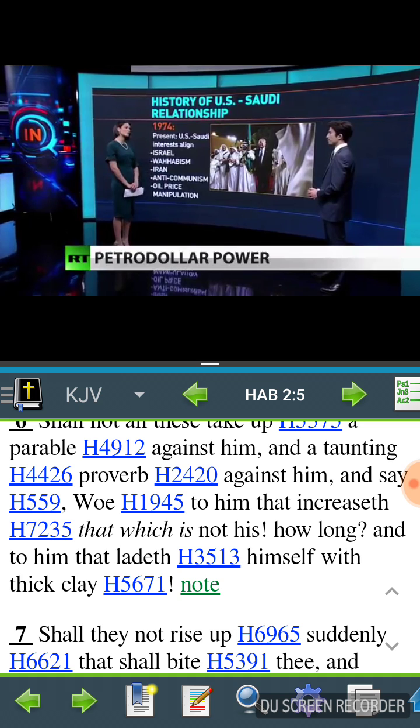It says, "How long? And to him that layeth himself with thick clay." What's that thick clay? The debt, man. All right, that debt. They love to spread that debt. In fact, that's how they got rich, through debt-based banking. And America, the United States, they're in a debt they could never get out of.